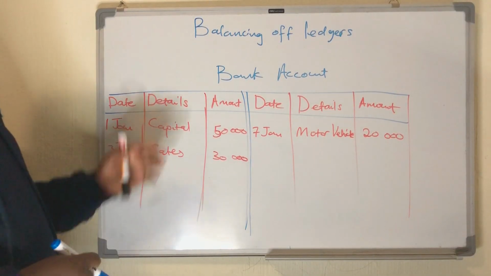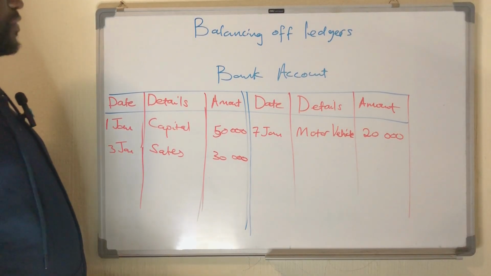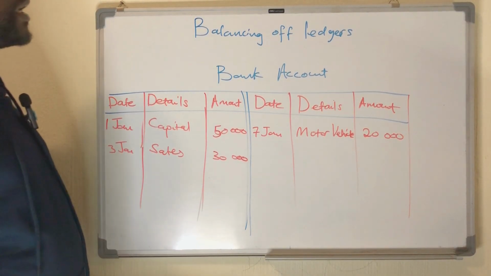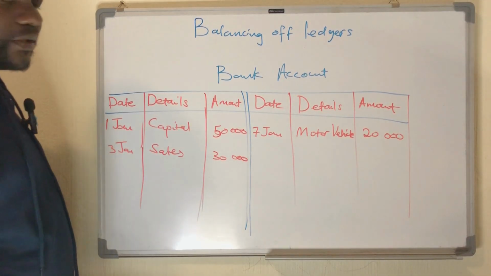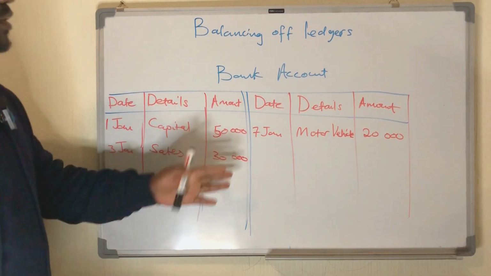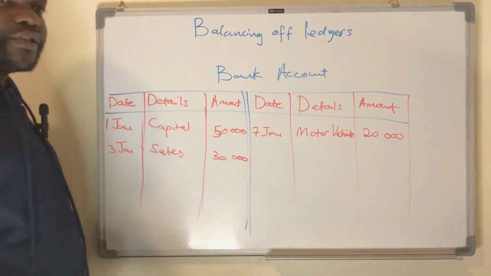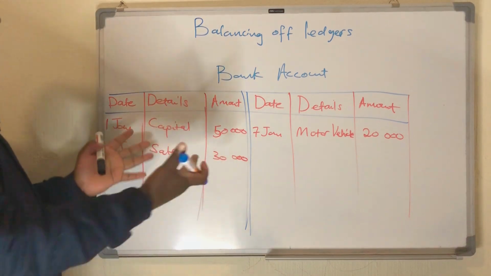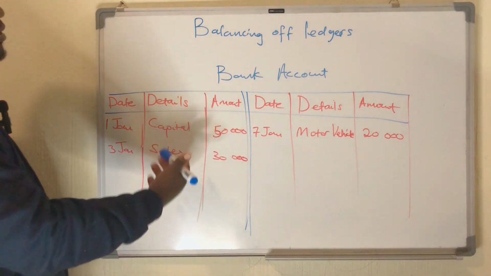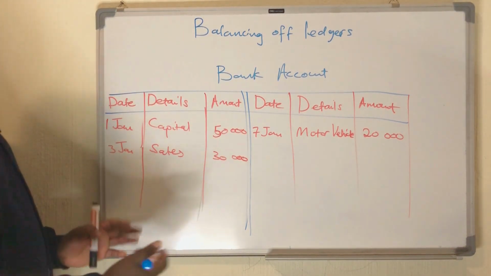Hello, all right, so this is a continuation from our previous class when we did posting from journal entries. We're posting to our ledgers, we're making our ledgers. Now, once everything has been posted, your ledger will look like this. For example, this is our bank account, it will look something like this.